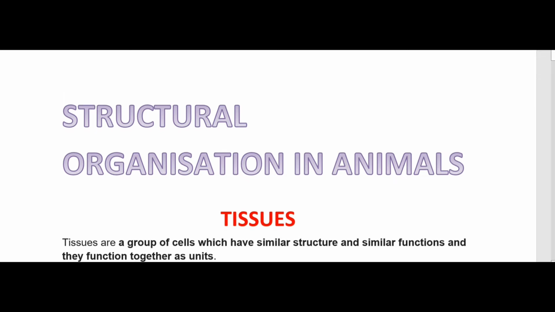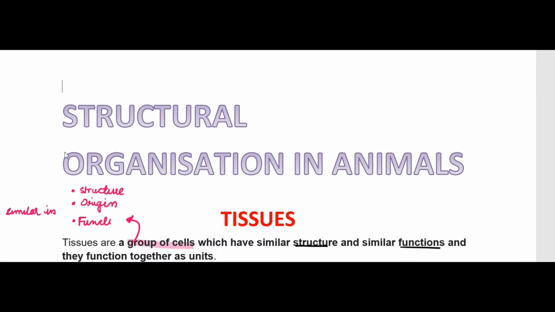The basic definition of tissues which we have learnt in our lower classes is that it is a group of cells which have similar structure, functions, and they function together as a unit. So tissue is a group of cells which are similar in structure, origin and function. This was the typical definition that we have seen in our lower classes.